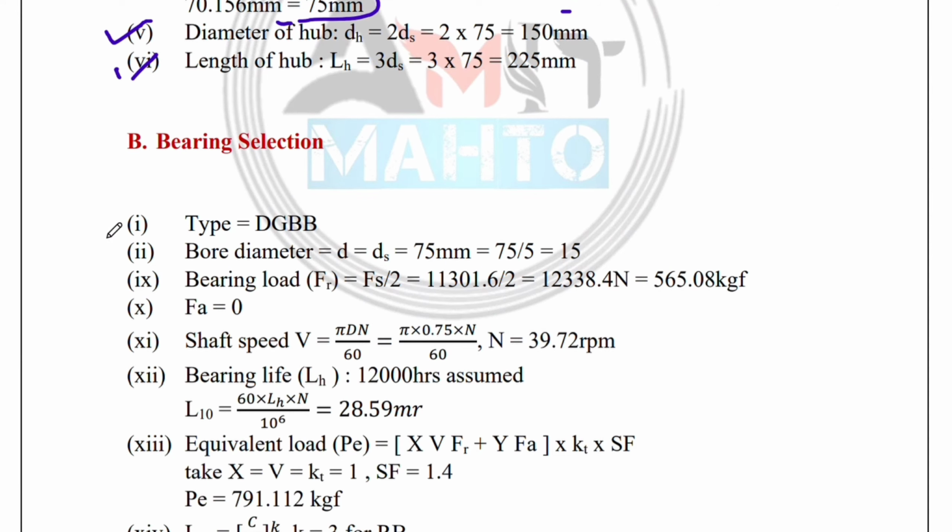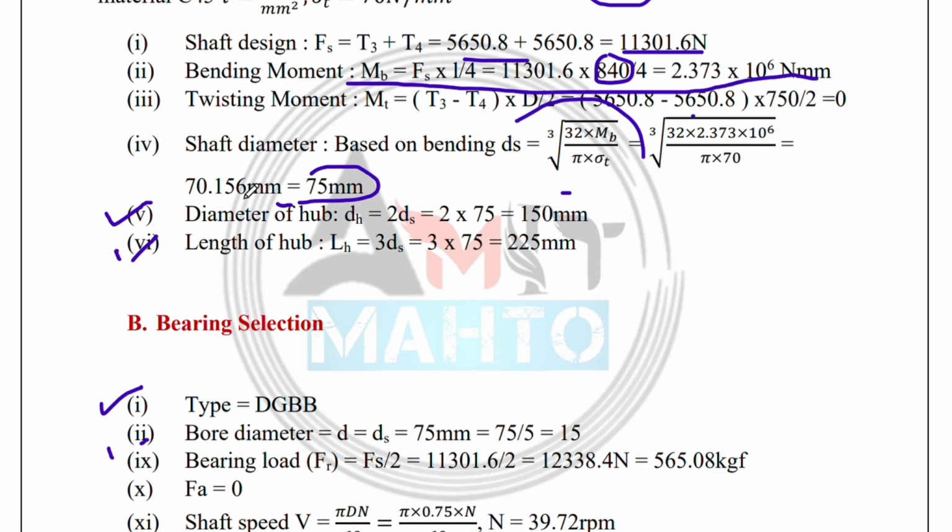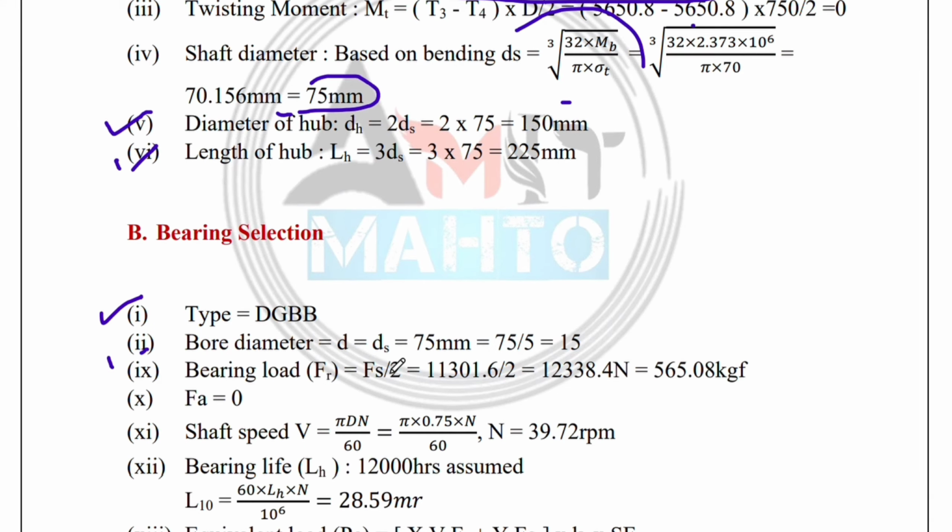First, we will select the type of bearing, which will be a deep groove ball bearing. Next we will do the bore diameter. Bore diameter is the shaft diameter, which is 75 mm. So bore diameter is equal to 75 mm. 75 divided by 5 will be 15. This will indicate your bearing number.